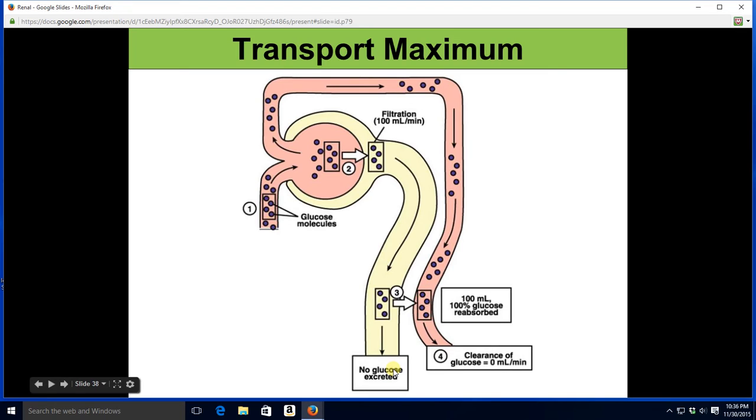However, what if there was too much glucose in the blood? Then there's going to be too much glucose in the filtrate, and we're going to saturate the receptors for glucose, the proteins that shuttle glucose out of the PCT. When those proteins are saturated, they'll move as much glucose as they can, but then there'll be some left over that gets peed away. We'll be reabsorbing glucose at our transport maximum, but we can't get it all, and so it gets peed away.